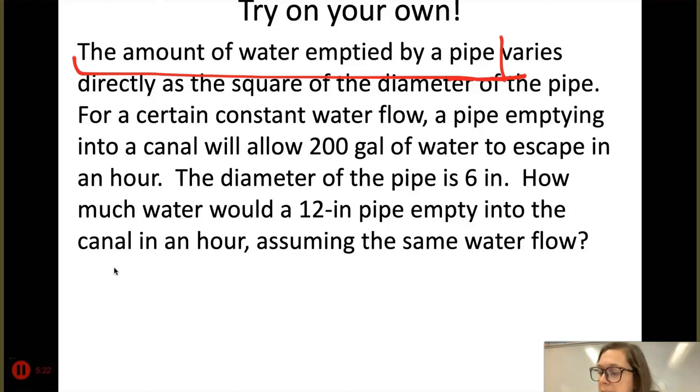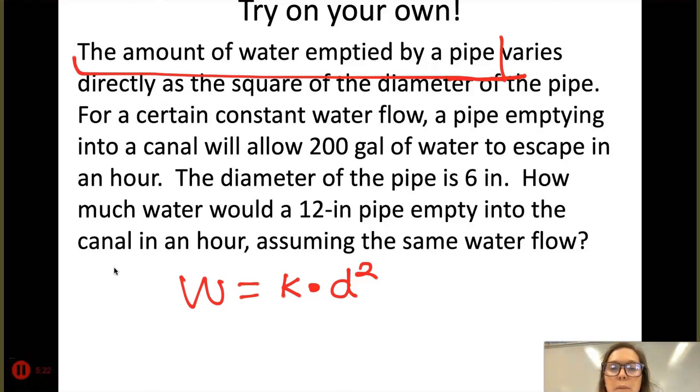All right, so hopefully you did something like this. I'm going to use W for the amount of water emptied by a pipe. Water varies directly as the square of the diameter. So varies directly means k times the square of the diameter.